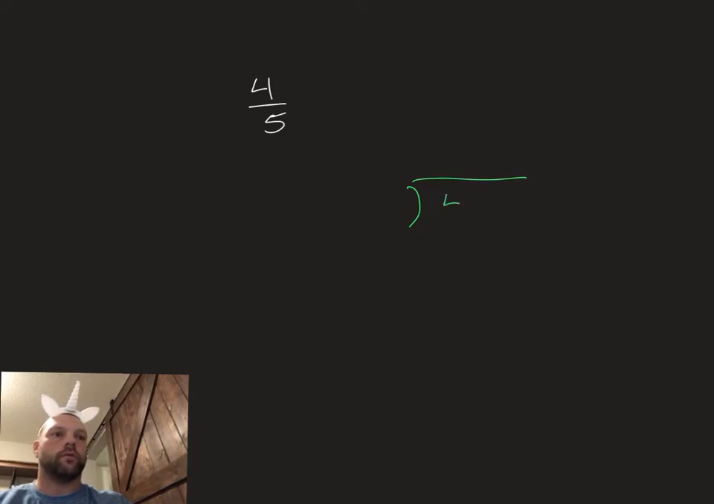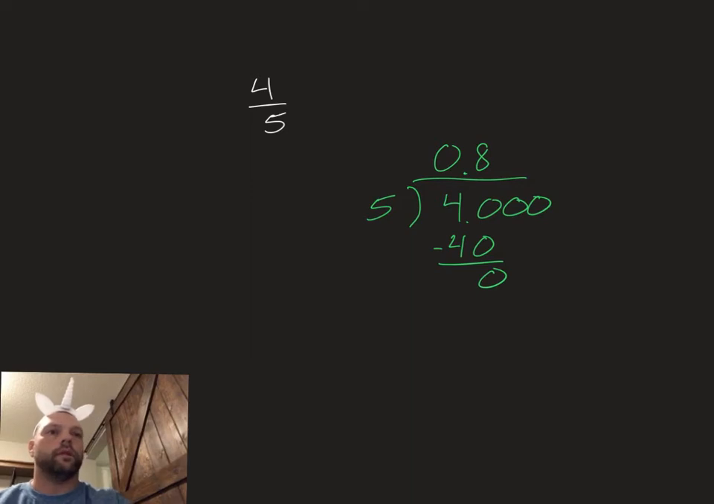So top number goes inside, bottom number goes on the outside. Just add some zeros just in case. Bring my decimal straight up because I know 5 will not go into the 4, so I can put a 0 to fill that space. Now looking at 5 going into 40, that's going to go in 8 times. 8 times 5 is going to give me 40. So when I subtract that, that comes out. So my answer is 0.8 or 8/10.